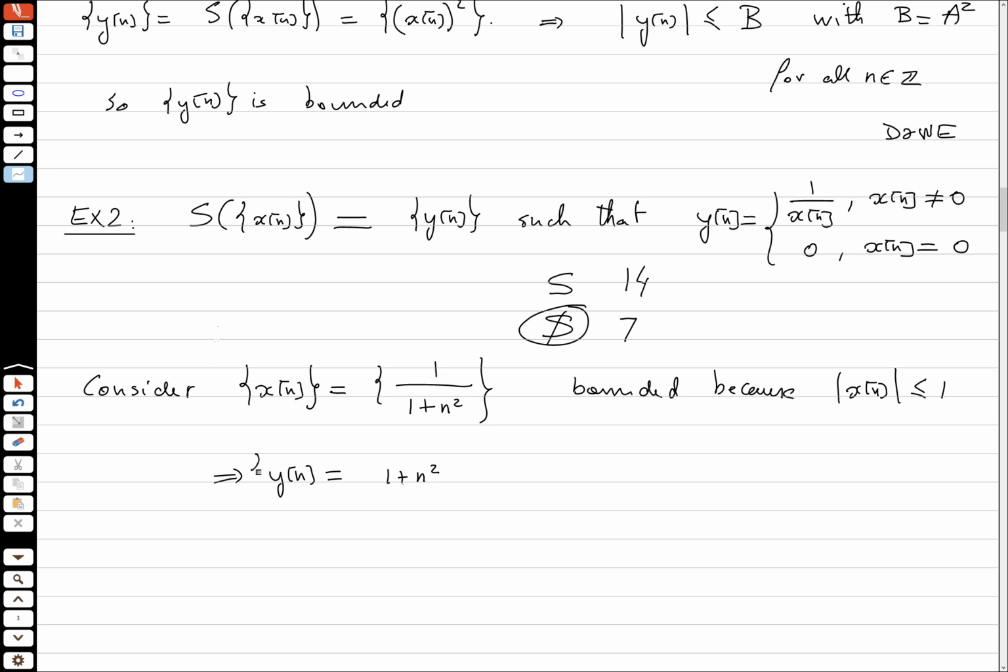Do you agree? Is that bounded? Not bounded. So the input is bounded, but the output is not bounded. So S is not stable. All right? Example 3.